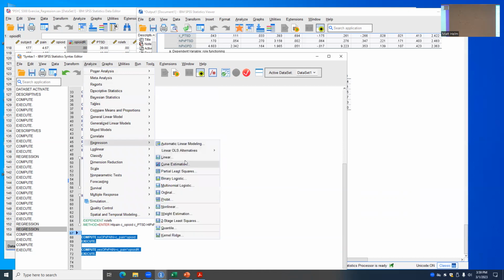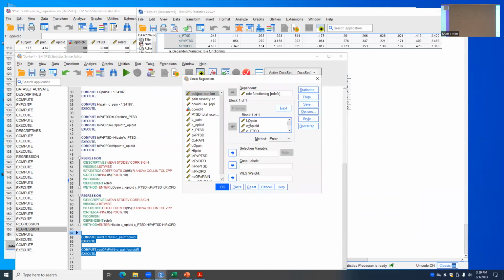Go through regression, linear, right? I'm going to go back through and build this. Okay, I want pain, sure. Opiate use: I'm not going to use my centered opiate use. I'm just going to go through where opiate use is equal to 0, because 0 corresponds to people who aren't using.